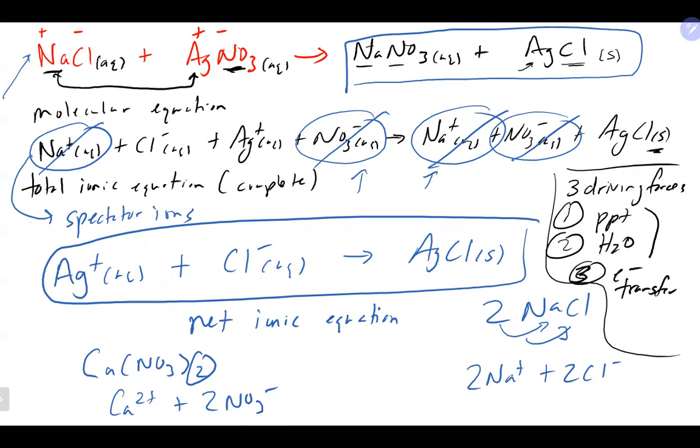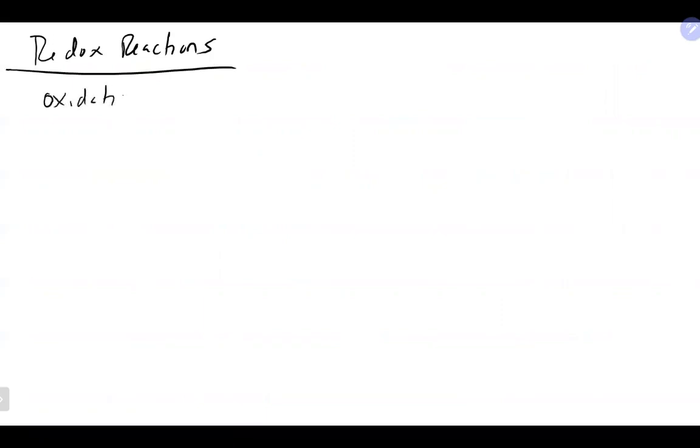Redox reactions are the other big category of reactions, the big umbrella under which they fall. Redox stands for oxidation and reduction reactions, and we had some definitions of each. When something is going through oxidation, it will lose electrons, and when something goes through reduction, it will gain electrons.